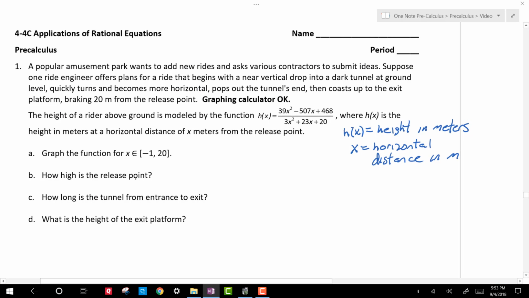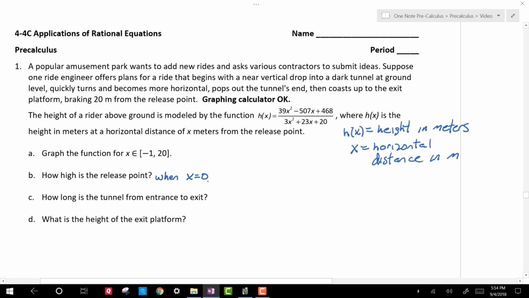It says, how high is the release point? Now you have to think about this. The release point is when x equals 0. When x equals 0, before I've gone any horizontal distance, I haven't been anywhere. I should be at the top of the ride when x is equal to 0.